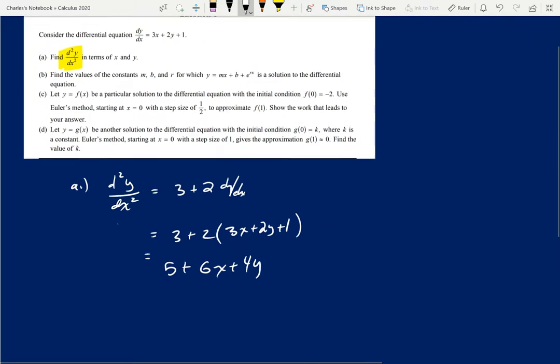And in the rubric, it's interesting. They require that you show this. I think you could probably use a y prime instead of a dy/dx, but they do require that you show that step. So it is important to get used to your work here.